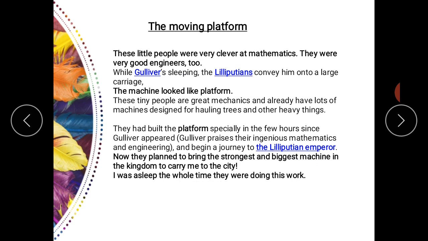They had built the platform specially in the few hours since Gulliver appeared. Gulliver praises their ingenious mathematics and engineering. Ingenious, intelligent, very clever thing on their part, and they begin a journey to the Lilliputian emperor. Now they plan to bring the strongest and biggest machine in the kingdom to carry him to the city. I was asleep the whole time they were doing this, so he did not know anything about it, and later on he came to know about all this, whatever had happened to him.